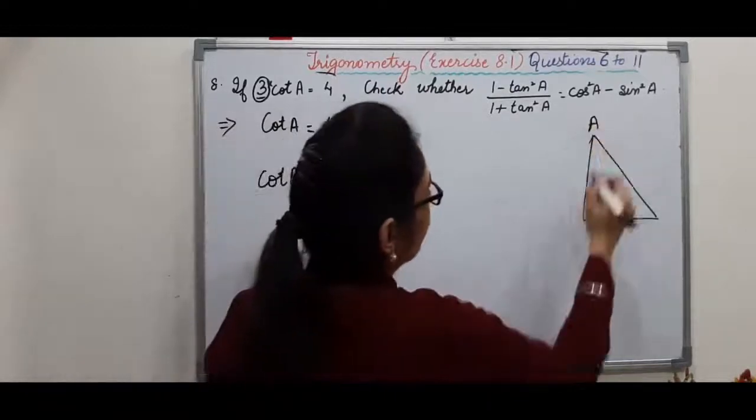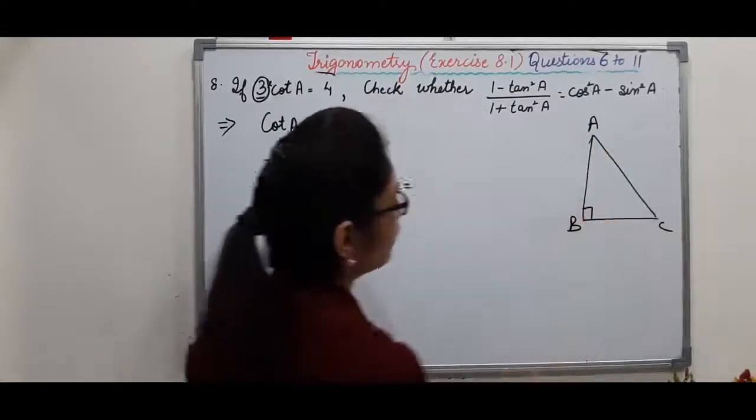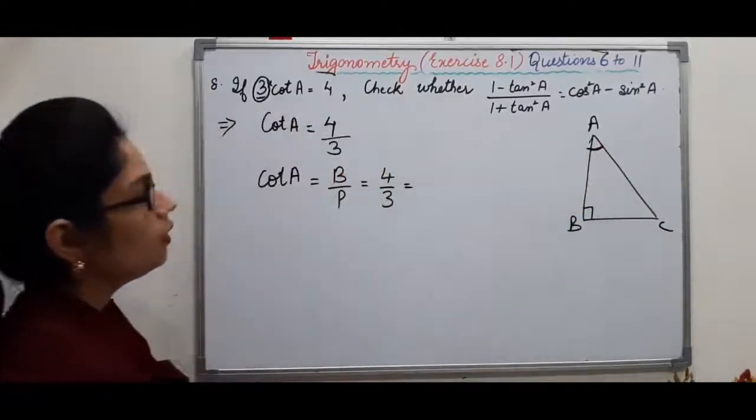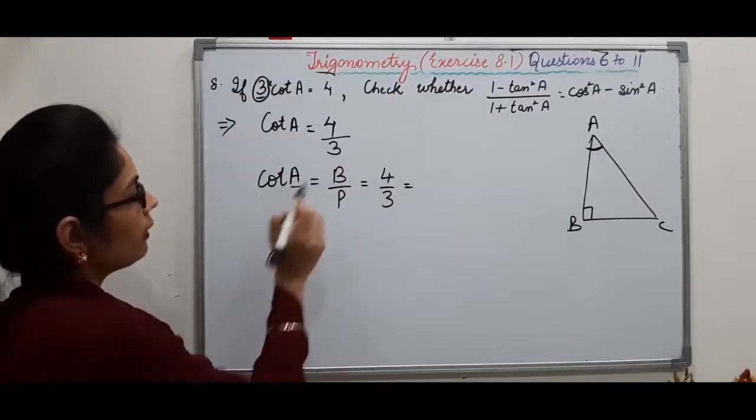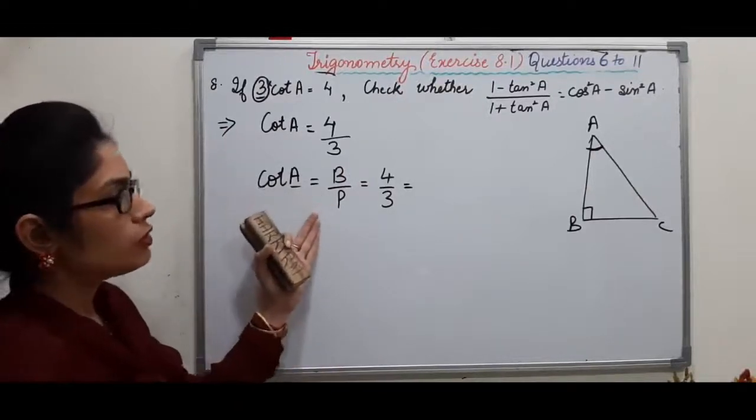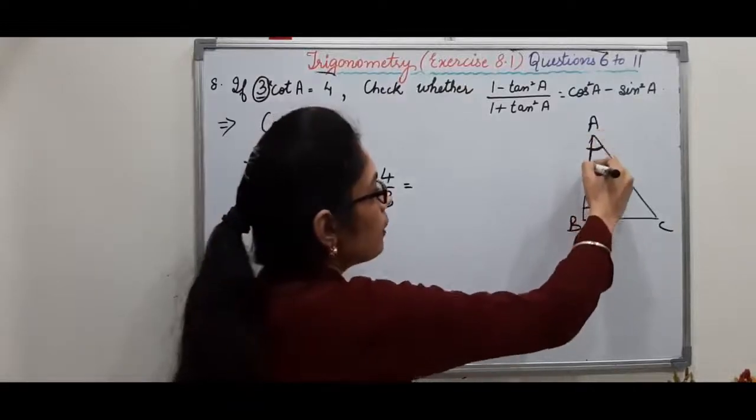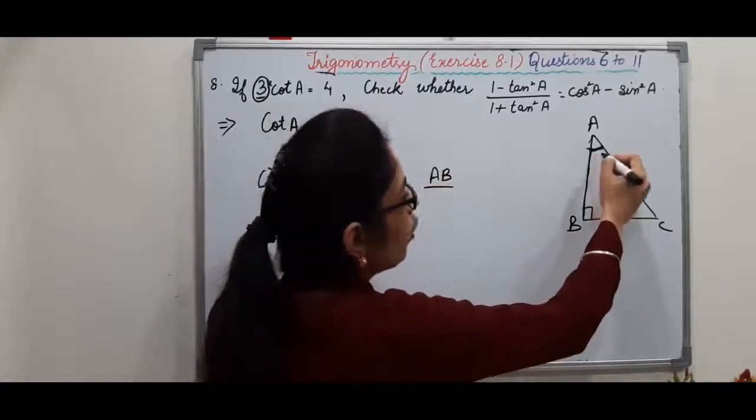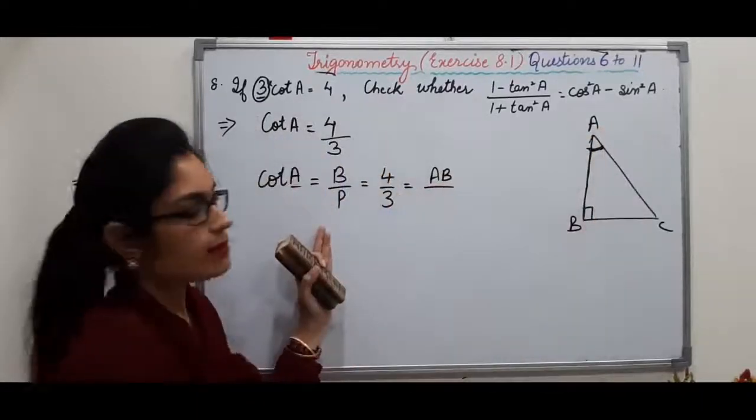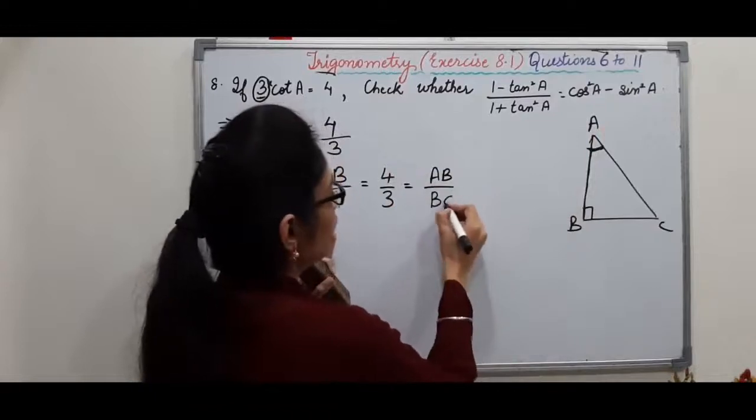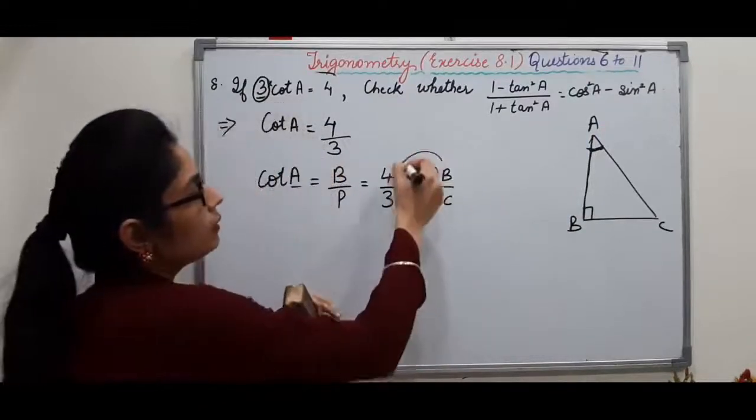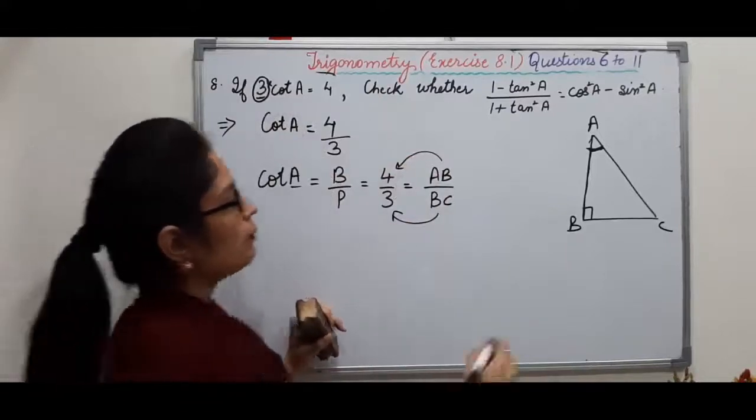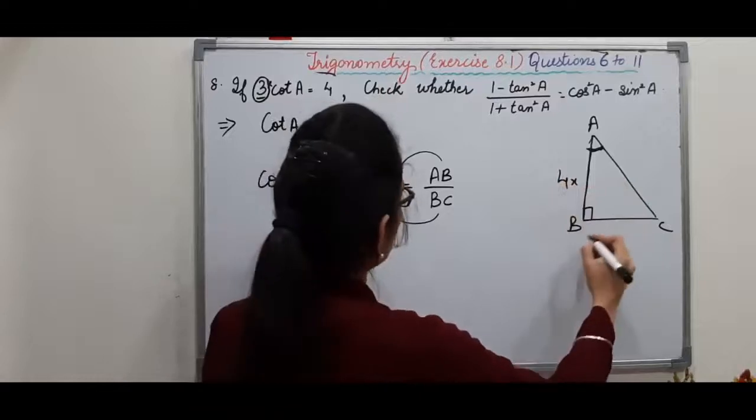Then I have taken triangle ABC, right angle at B. So cot A, this they have given me. According to angle A, we have to see which is base. Base is adjacent, so AB is the adjacent side. So I write AB. Perpendicular is the opposite. Opposite to angle A, side BC is there, which means perpendicular is BC. So now AB is 4 and BC is 3. So we'll assume AB as 4x and BC as 3x.